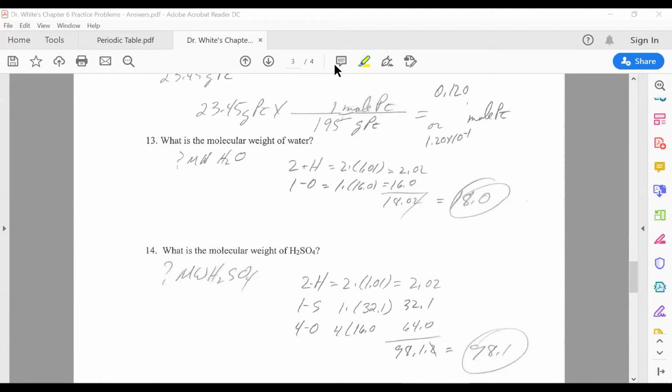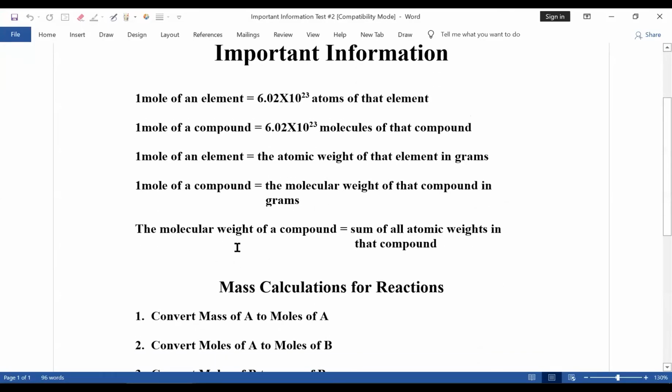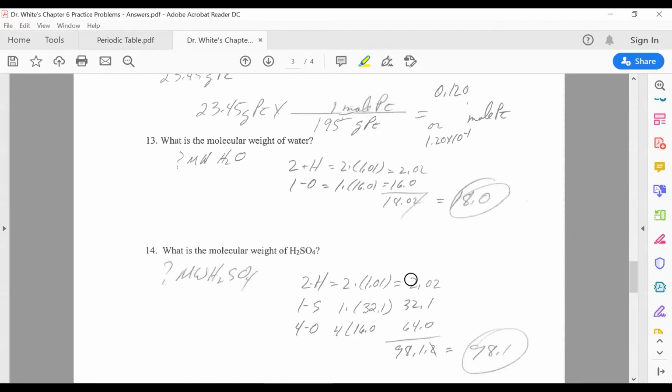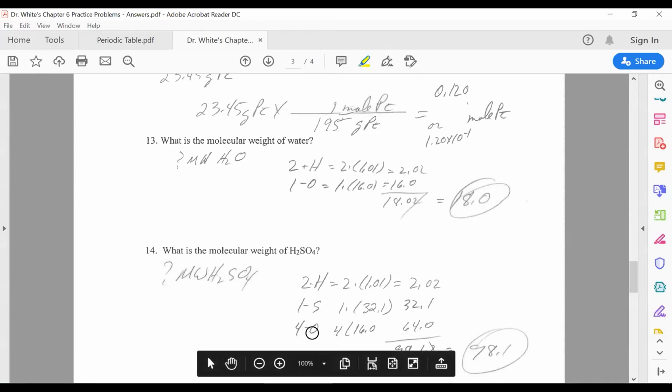Now, molecular weight, what's that? Well, if we look at important information, and this you'll be given on test 2 and the final, the molecular weight of a compound is the sum of all atomic weights in that compound. Instant replay: the molecular weight of a compound is equal to the sum of all atomic weights in a compound. And if we look at sulfuric acid, H2SO4, there are 2 hydrogens, 1 sulfur, and 4 oxygens.